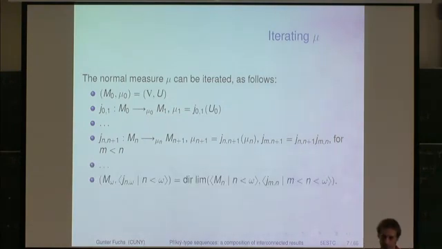And after omega many steps, we have a length omega iteration, and it's a directed system. We can form the direct limit. It's going to be well-founded, and so I will denote the direct limit embeddings Jn omega.